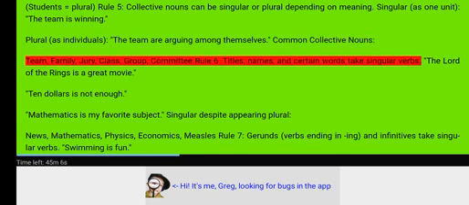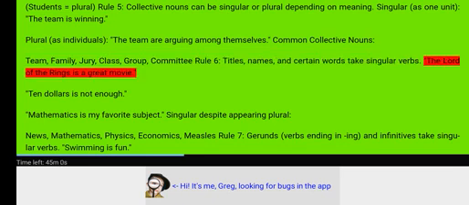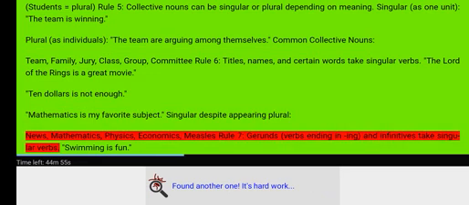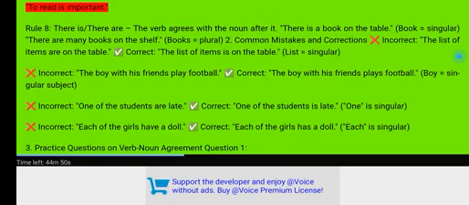Rule 6. Titles, names, and certain words take singular verbs. The Lord of the Rings is a great movie. $10 is not enough. Mathematics is my favorite subject. Singular despite appearing plural: news, mathematics, physics, economics, measles. Rule 7. Gerunds, verbs ending in ing, and infinitives take singular verbs. Swimming is fun. To read is important.